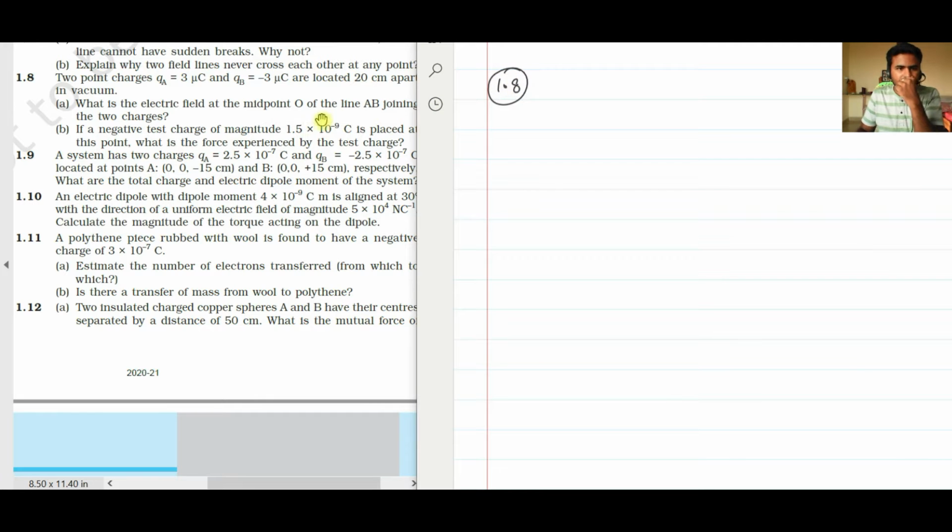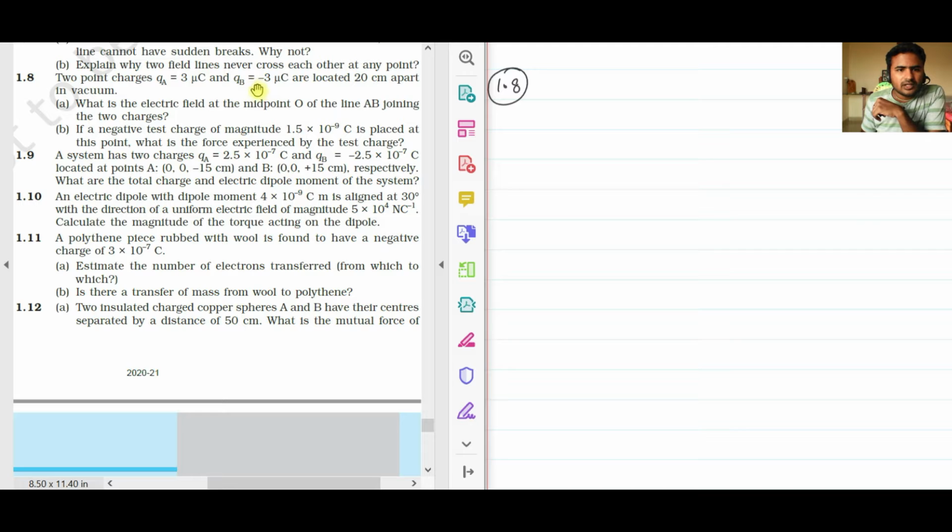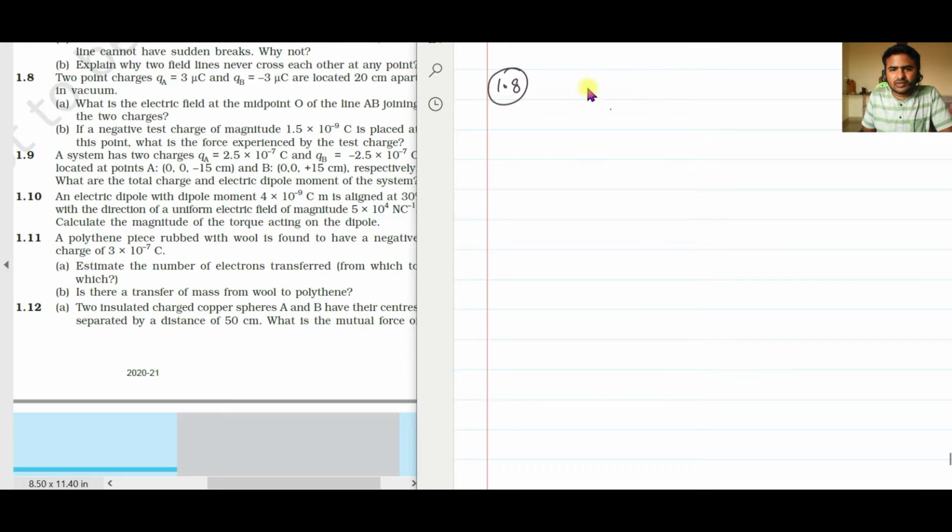Question number 1.8 says that two point charges QA and QB, equal in magnitude and opposite in sign, are located 20 centimeter apart in vacuum. You can see that QA is 3 microcoulomb and QB is minus 3 microcoulomb. What is the electric field at the midpoint O of the line AB joining the two charges? Now let us draw the diagram and understand what they have given.